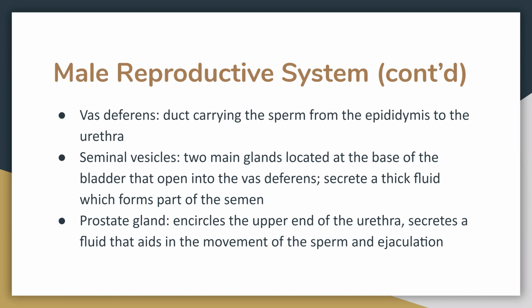Then you have the seminal vesicles, and these are two main glands that are located at the base of the bladder, and it opens into the vas deferens. It secretes a thick fluid which forms part of the semen. Then you have the prostate gland, which encircles the upper end of the urethra, and it secretes a fluid that aids in the movement of the sperm and ejaculation.